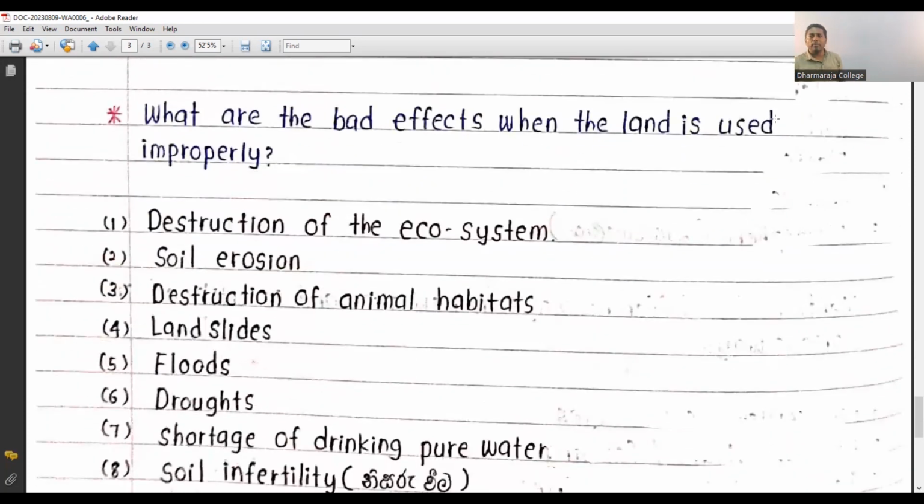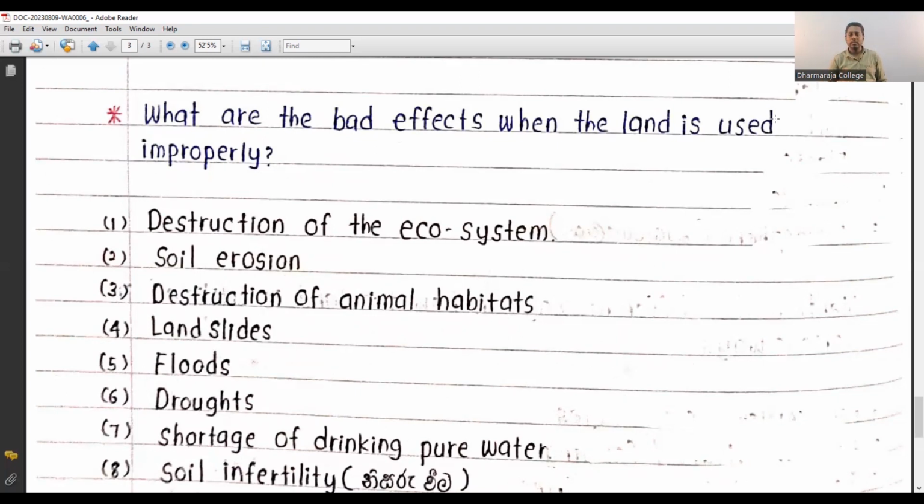Right. Now I am going to talk about the bad effects when the land is used improperly. What are the bad effects when the land is used badly, improperly? That's why you must learn to use the land properly. Destruction of the ecosystem. When we use the land improperly, we don't know about the damage to the environment. The ecosystem will be damaged, will be destroyed.